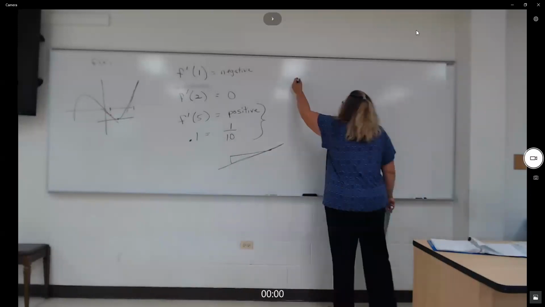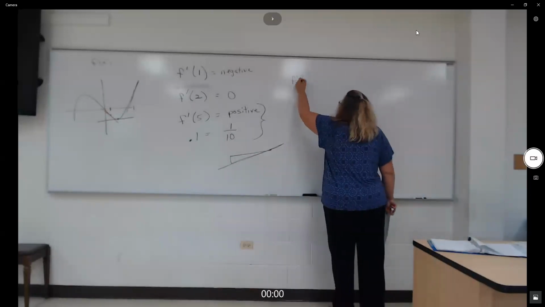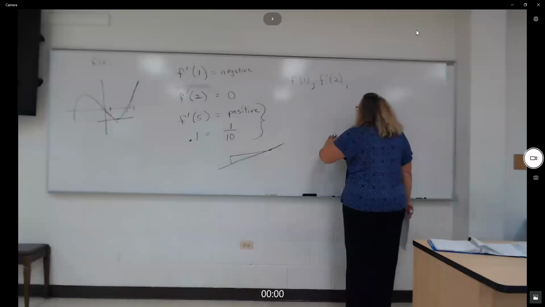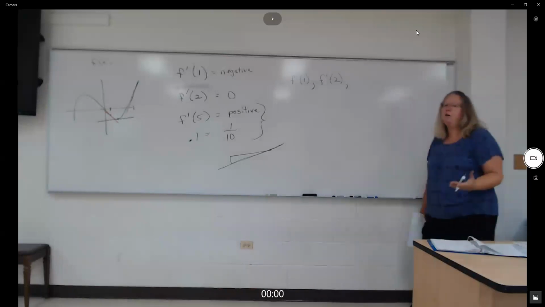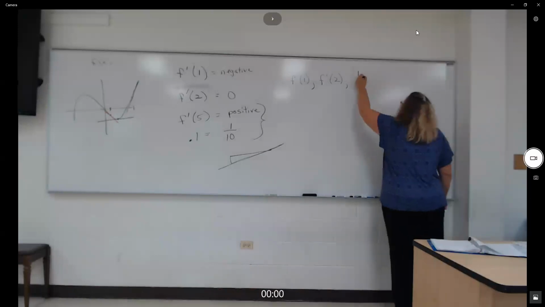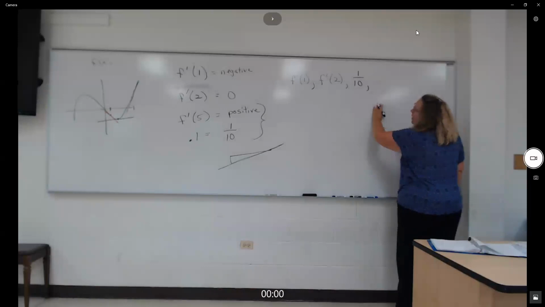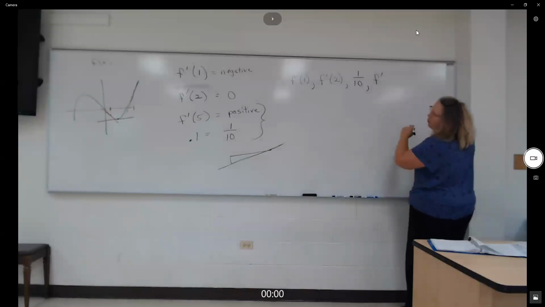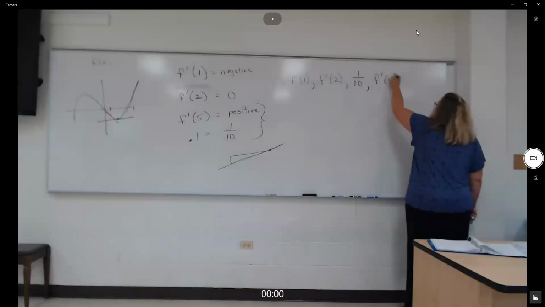So I know the negative is the smallest. I know 0 comes next. And then my positives, I need the smaller one first. So that is the 1/10. And then I don't know exactly what it is, but it's pretty steep. So it's definitely bigger than 1/10. The slope at 5.